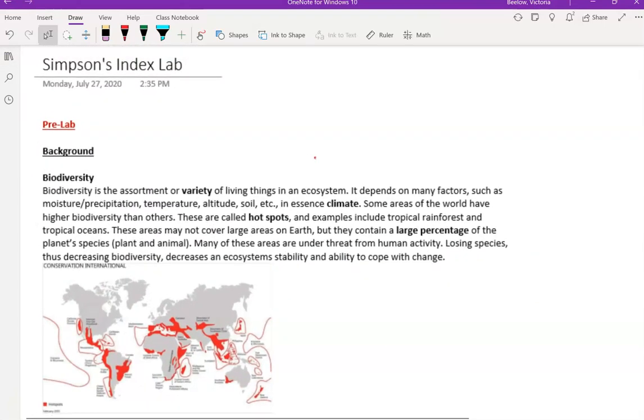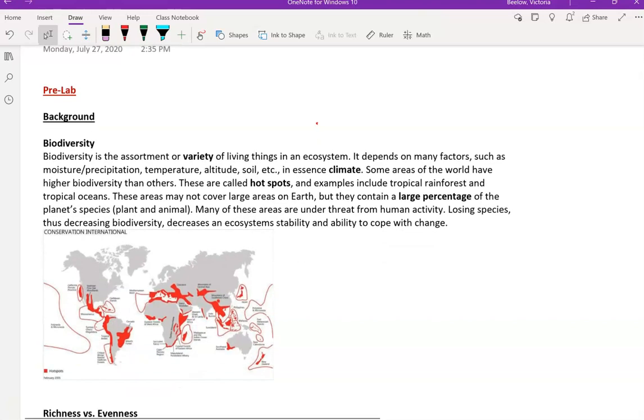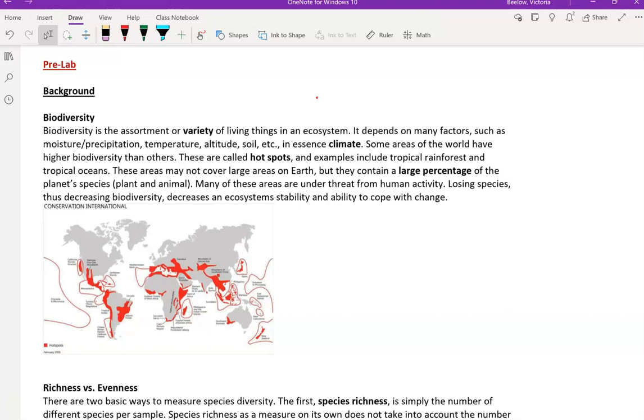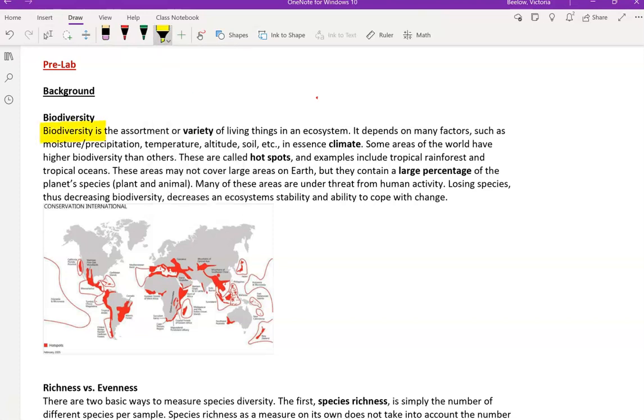Before I get into the actual lab calculations, I just want to start with a little bit of background information. We are going to be talking about biodiversity. Formal definition: biodiversity is the assortment or variety of living things. So we're talking about the biotic factors, the living things in an ecosystem.